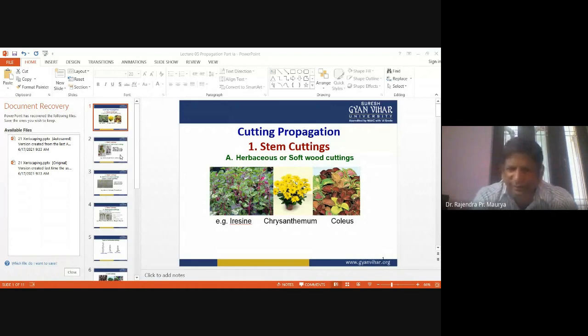And in these types of cuttings, you can use rooting hormones, or some plants can respond without rooting hormone. So it is not needed in those.